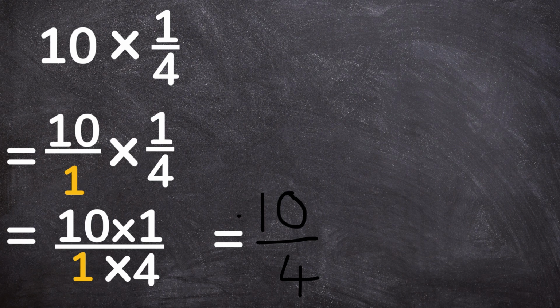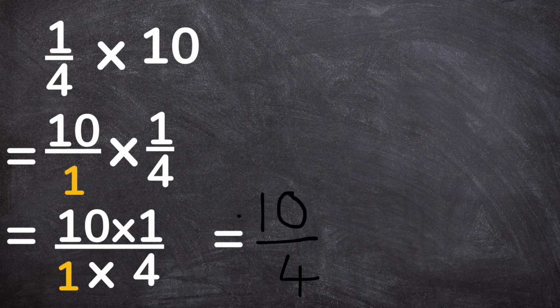times 1/4. Because these are fractions that are multiplying, we now have to multiply the numerators together all over the denominators. So we do 10 times 1, we get 10. 1 times 4, we get 4. And then our answer is 10/4 as an improper fraction. Then we have to convert it and make it a mixed number. So go ahead and watch that video again on how to convert improper fractions and make them mixed numbers.